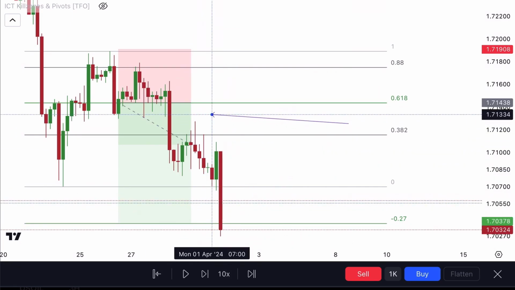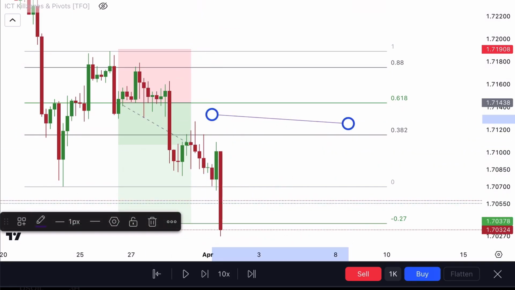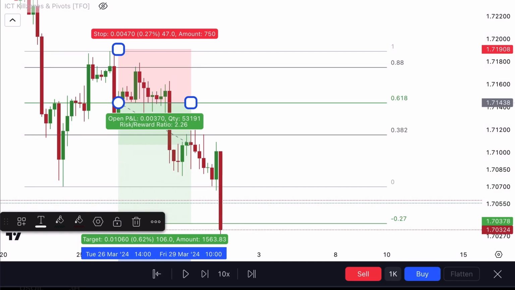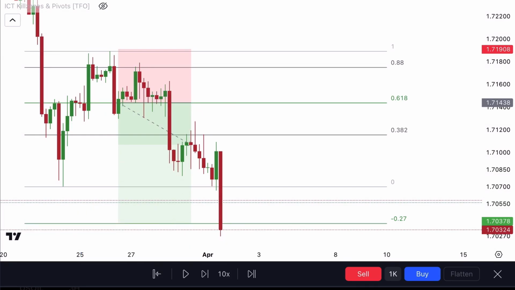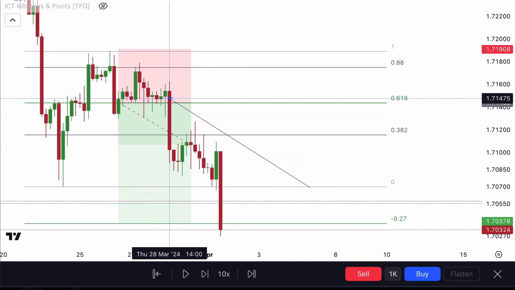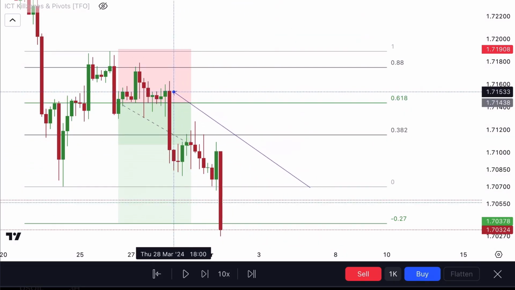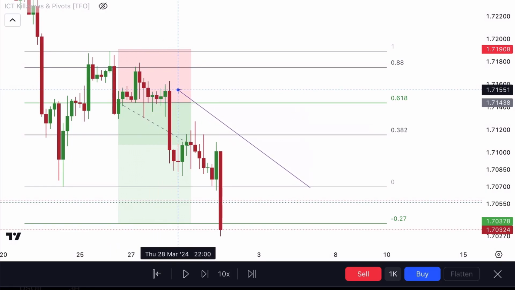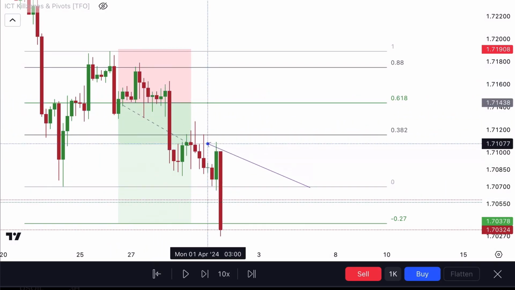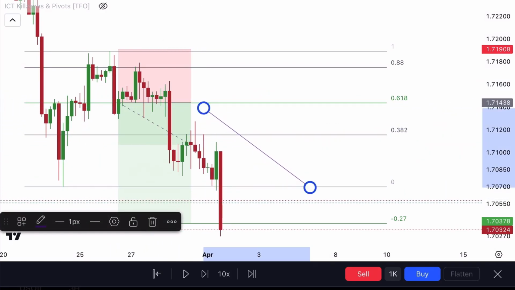This was, in my case, not a 1 to 3, but a 1 to 2.26, which I am more than okay with. If you had put your stop loss above the 61 to create a 1 to 3, you would have been tapped in and you would have your 1 to 3 risk to reward. So this is the breakdown on GBPCAD.